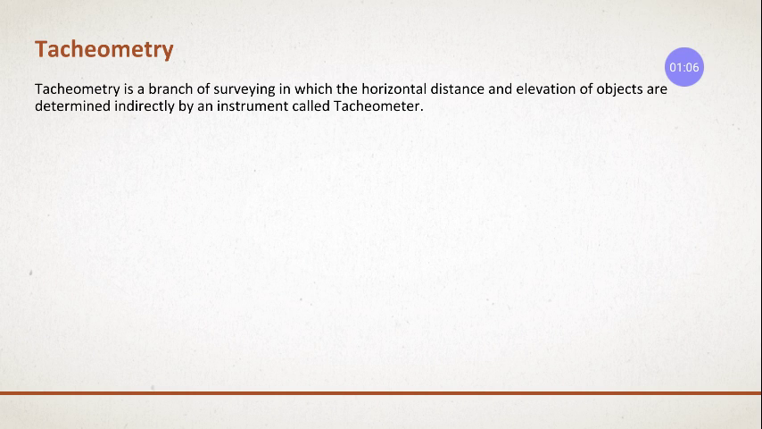Tachymetry combines the operation of chaining and leveling, thus avoiding chaining completely. Right? Tachymetric surveying is a rapid method as compared to conventional surveying methods, because in one go you can calculate the distance as well as the elevations, like you do in the total stations, right? In no other method can you calculate the distance as well as the elevations. In the theodolite also you can't calculate the distance and the elevations in one go, but in this method you can do that.